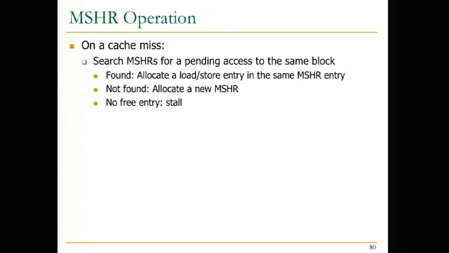If you find, you allocate a load store entry in the same MSHR entry. If you don't find, you allocate a new MSHR, new miss buffer, hopefully one is present. And if there's no free entry, you just stall. So this may affect your performance. For example, if your program generates 128 misses in parallel, whereas you have only 8 miss buffers, you cannot sustain all of those misses in parallel because you run out of the miss buffer entries, right? Assuming they all need different miss buffer entries.